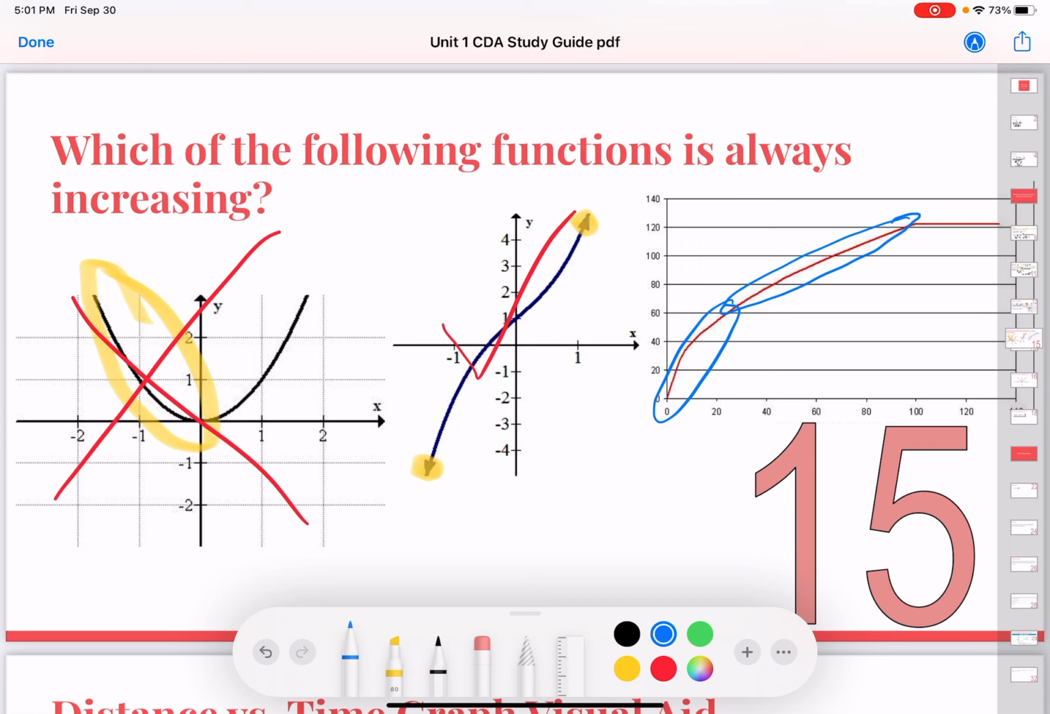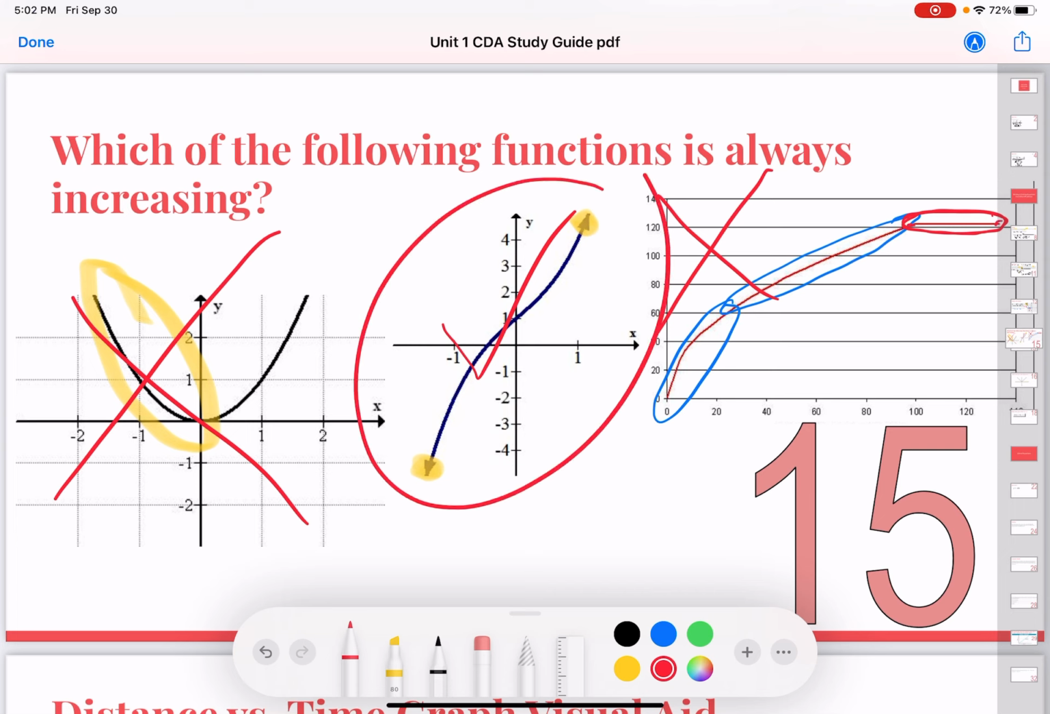So it's increasing. Now, the only reason why I'm going to say this is not correct is because of this right here. That is neither increasing nor decreasing. So I can't claim that it's increasing just because it's not decreasing. It's stagnant between those 2 points. And thus this is not always increasing. So this is the only one that fits that criteria.